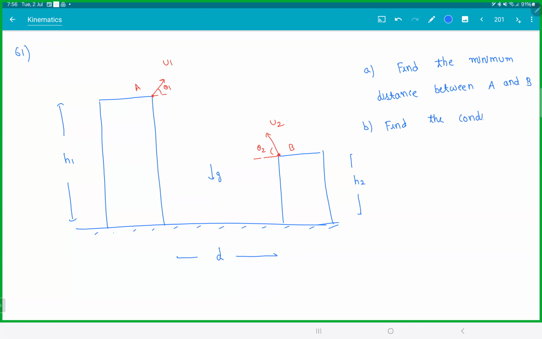Find the condition, meaning there is a relation between u1, u2, theta1, theta2, d, h1, h2, everything, if A and B collide.